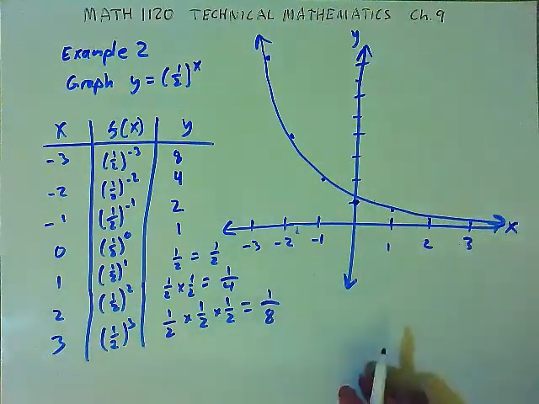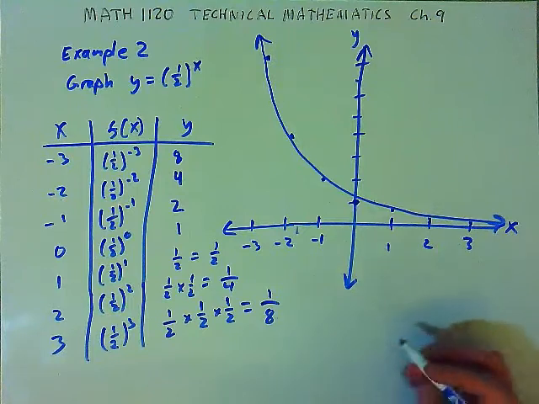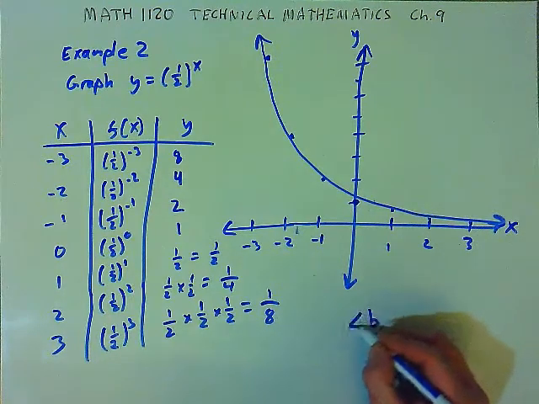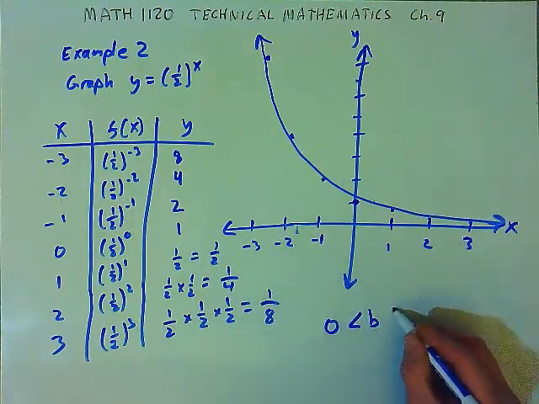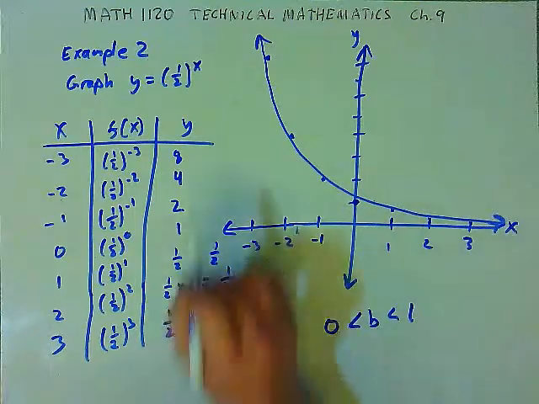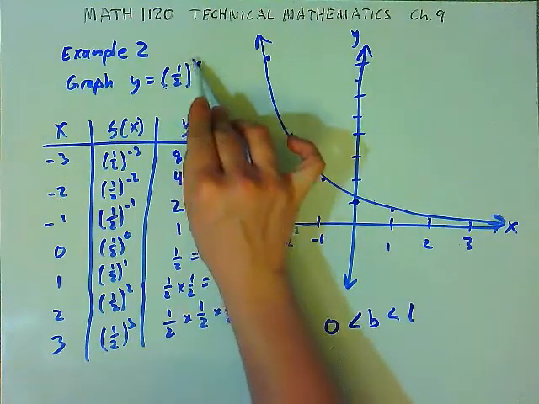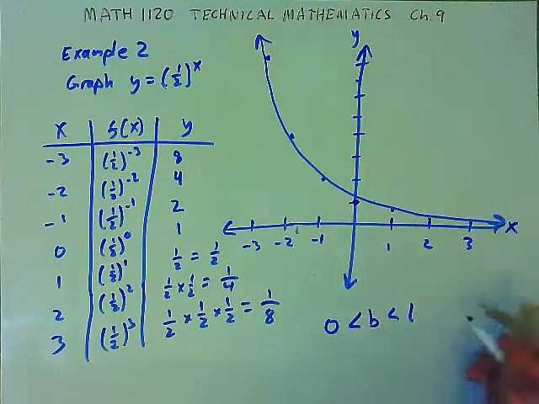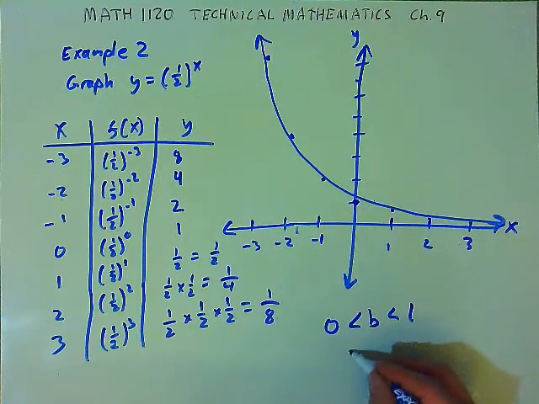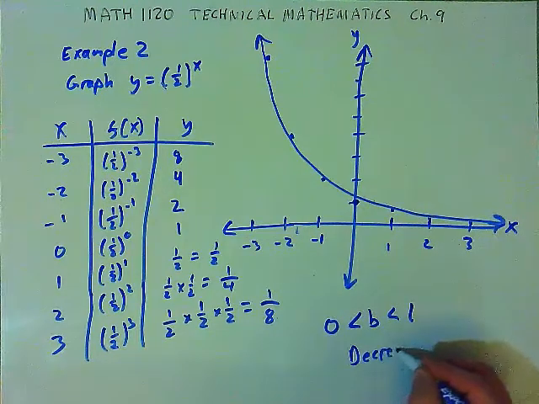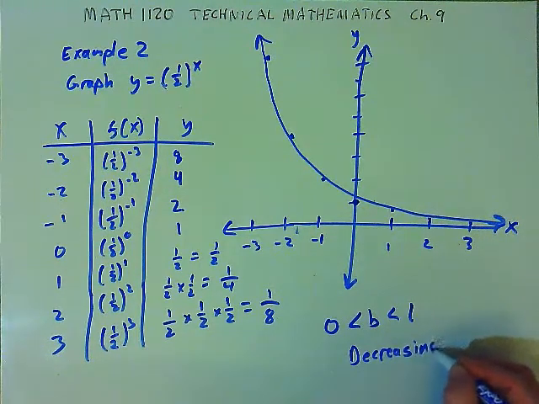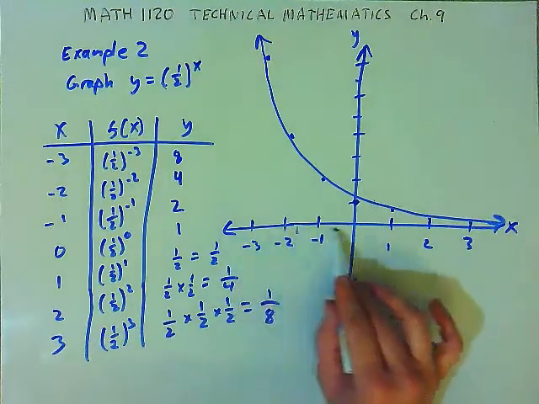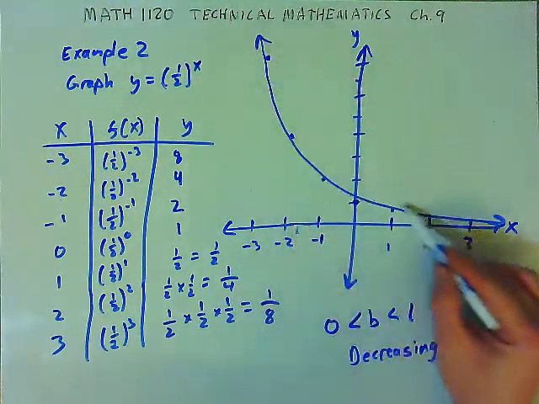And so in general, again, we can say that if b is greater than 0, but less than 1, and so b in this example is the base, 1/2, right? So we're saying that b is a fraction. It's less than 1, but it's greater than 0. If that is the case, we will have a decreasing function, meaning that as the x values get bigger, the y values get smaller.